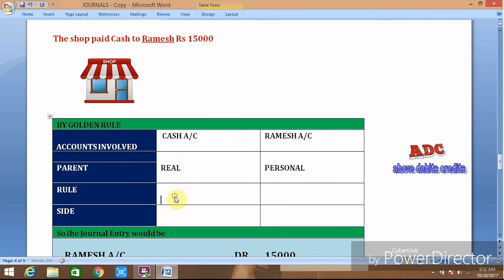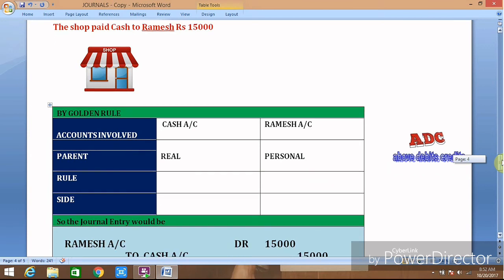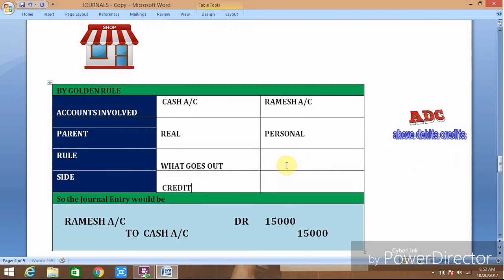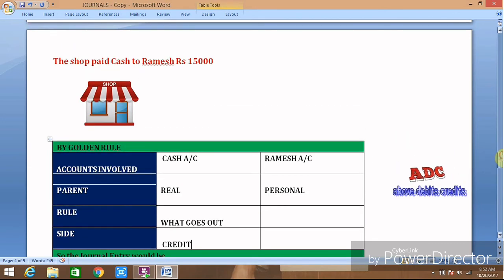Okay, so the rule for real account: what comes in is debited, what goes out is credited. So when we are paying cash to Ramesh, cash is actually going away from us, that is, it is going away from the shop. So the rule is what goes out, and what goes out would be credited. Fine. And Ramesh, again, a personal account has come, so we have to be very particular. We have to see in what position he is.